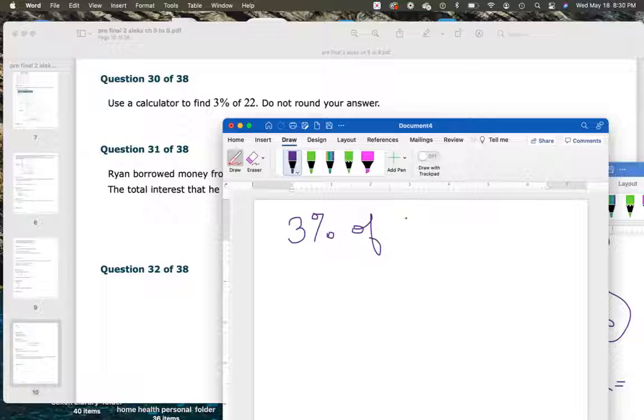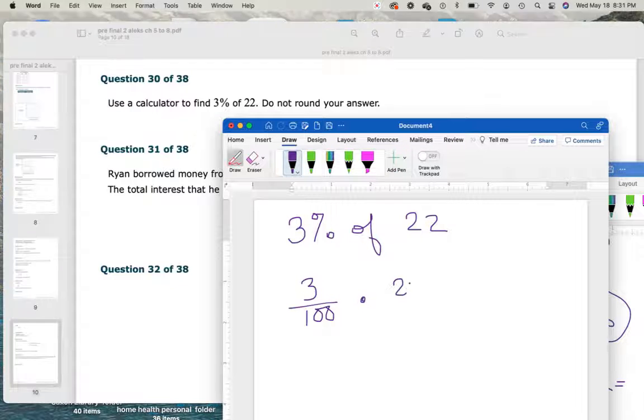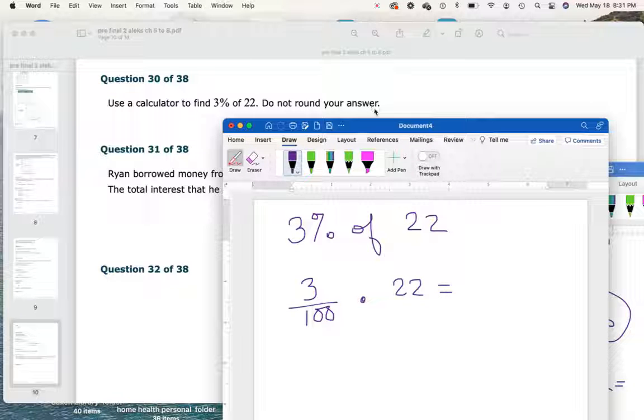3% of 22. This is not hard because 3% is 3/100ths. Times is your of, 22. And we're going to write this. It says do not round your answer. So we're going to say, okay, a calculator would give us the answer in a decimal form, wouldn't it?